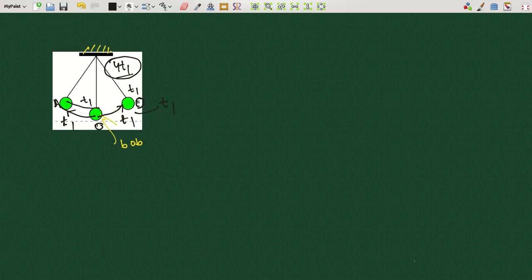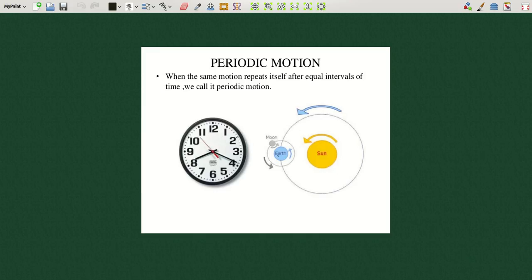Let's see another example. You can see here, about the sun, the earth is revolving in an almost circular path. After every 1 year the earth completes one revolution around the sun. So the motion of the earth around the sun is also periodic.